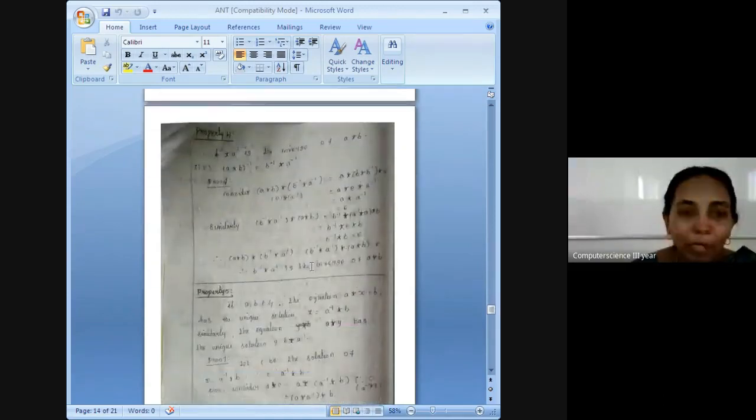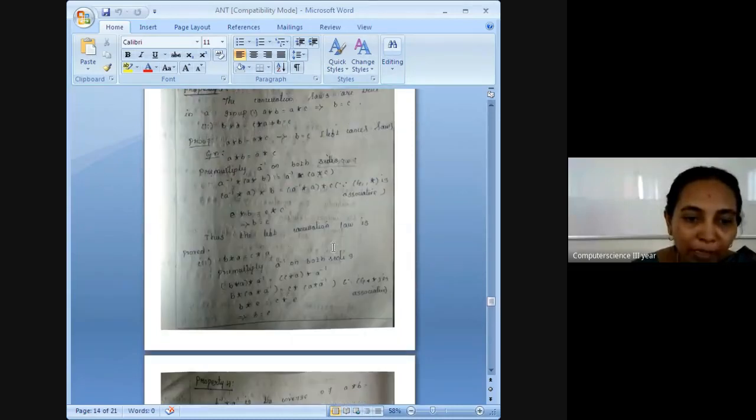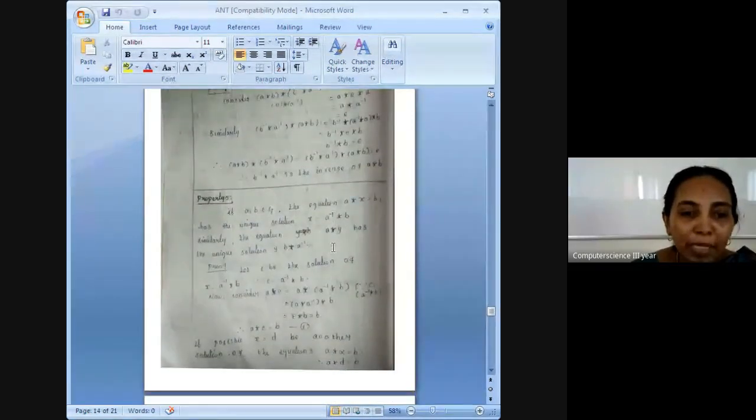Now the fourth property we had also seen in the previous class. That is, A star B, the whole inverse, is equal to B inverse star A inverse. Now the fifth property. The statement of the fifth property is: if A comma B belongs to G, the equation A star X is equal to B has the unique solution X equal to A inverse star B. Similarly, the equation Y star A equal to B has the unique solution Y equal to B star A inverse.